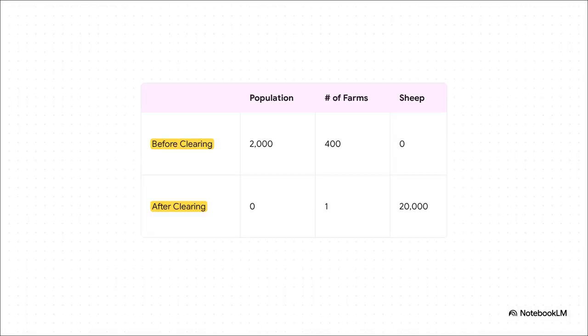I mean, just look at this table. It lays out the cold economic logic of the whole thing, and it's drawn straight from Marx's sources. You have a population of 2,000 people living on 400 small farms. After the clearing, 0 people. They are replaced by 1 single shepherd and 20,000 sheep. In the new logic of capital, the animals were simply more valuable than the human beings.